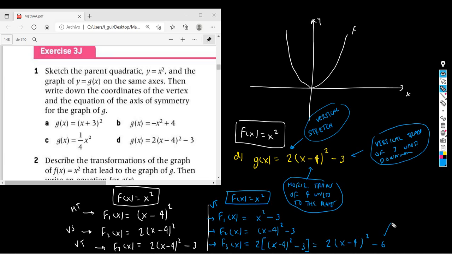Can you see this? Which is not the same as this. It's not the same as the result. Can you see? So different transformations in different orders get you different results at the end. Which is the correct one? This one. This is the correct order.